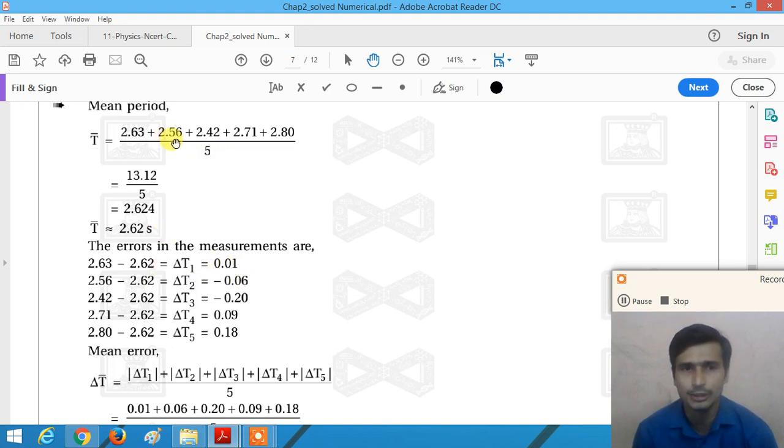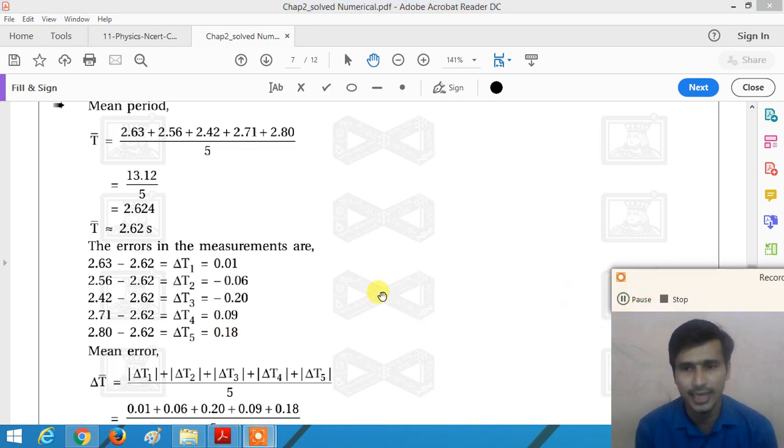The second measurement is 2.56. So 2.56 minus the true value 2.62, we get the error in the second measurement, delta T2, is equal to minus 0.06. Now the third measurement is 2.42, right? So 2.42 minus 2.62, we get the error in the third measurement, delta T3, is minus 0.20, right? Similarly, for the fourth measurement the error is 0.09, and for the fifth measurement the error is 0.18.